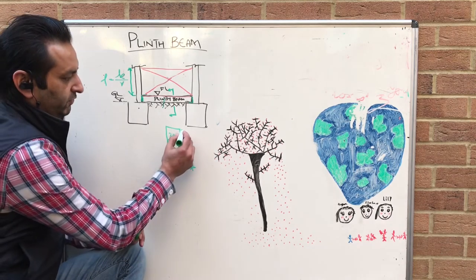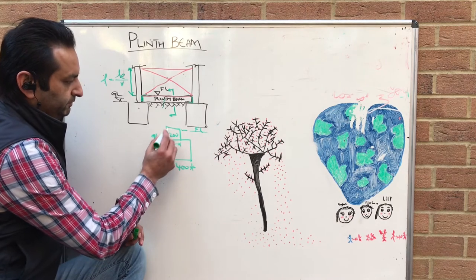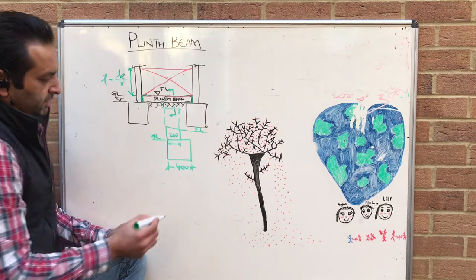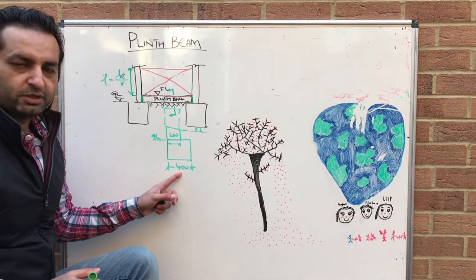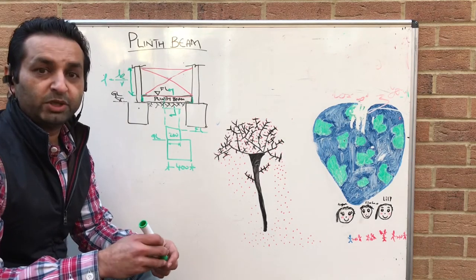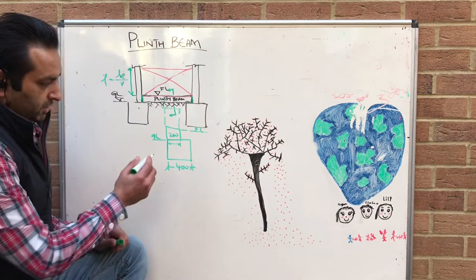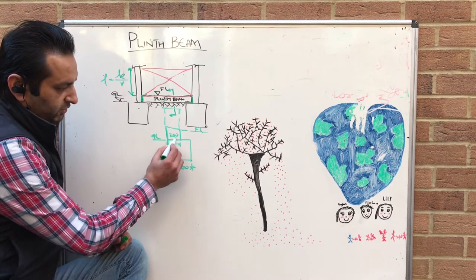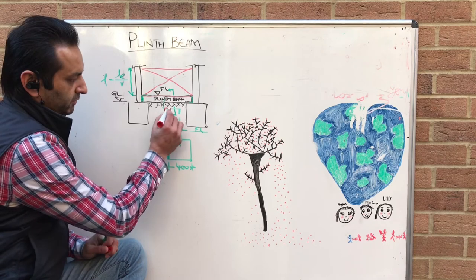This is the floor level, this is the ground level, and the column goes basically there. This is the cross section you can see. If this is a 400 wide foundation, the plinth beam should generally be half of that width, 200 mil, and it should generally start at the outer edge of the foundation. That's where we can provide it, and the wall can go there.